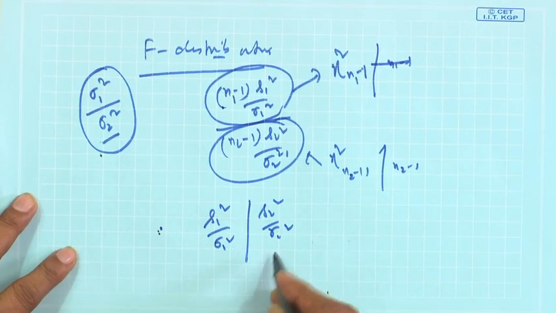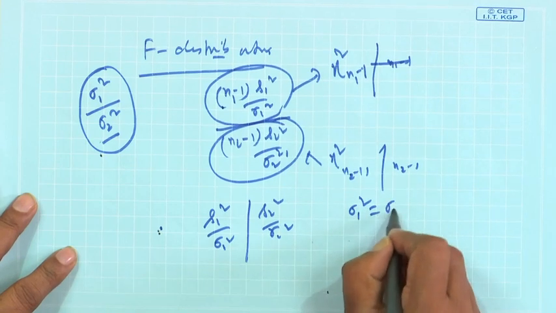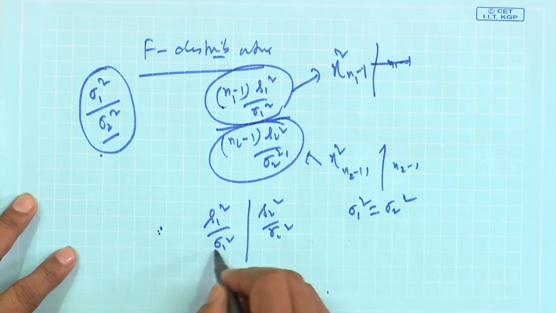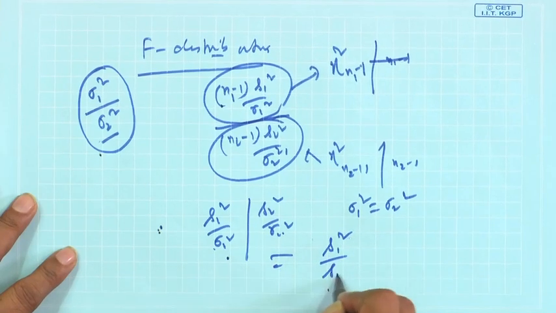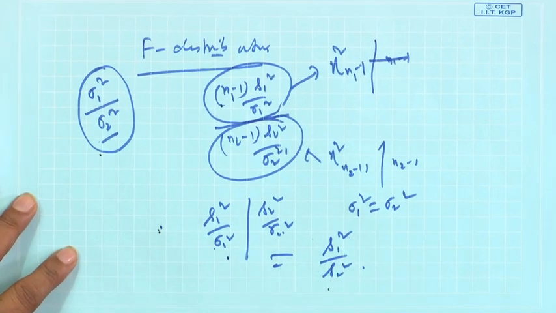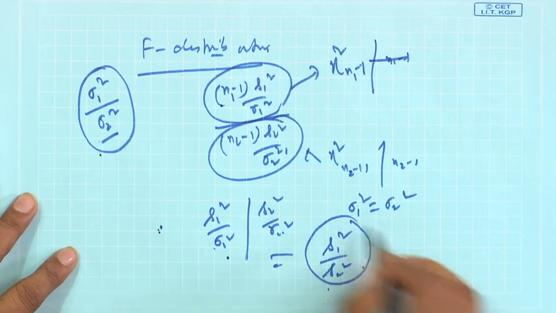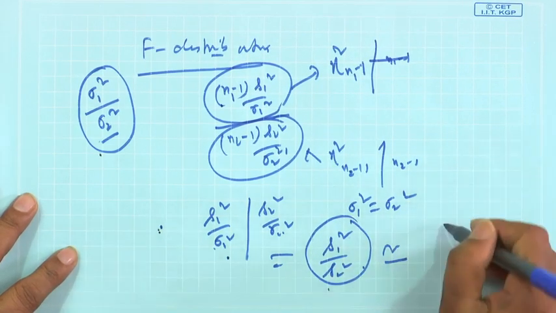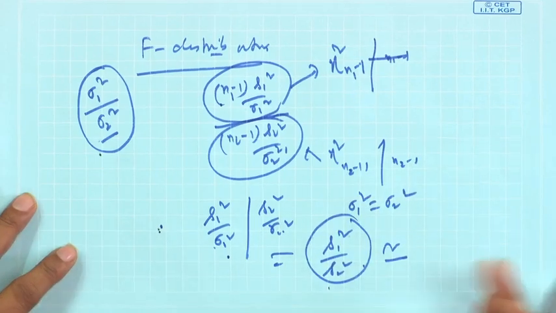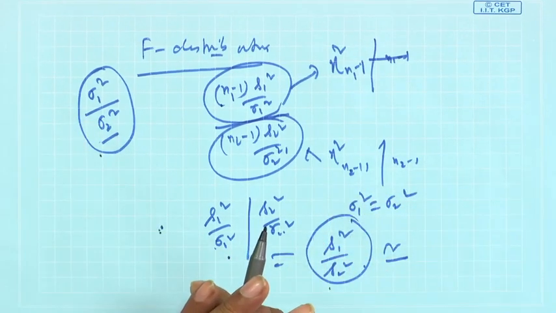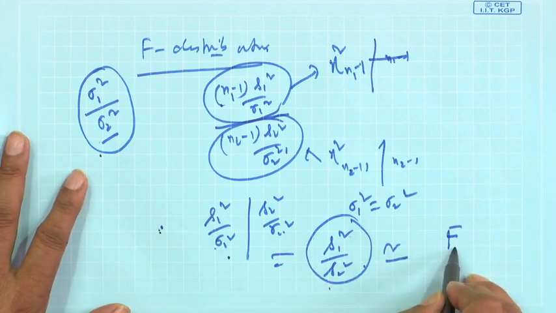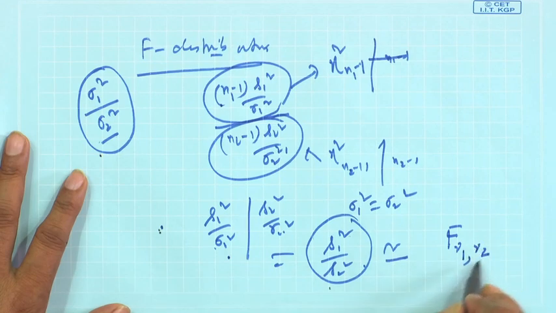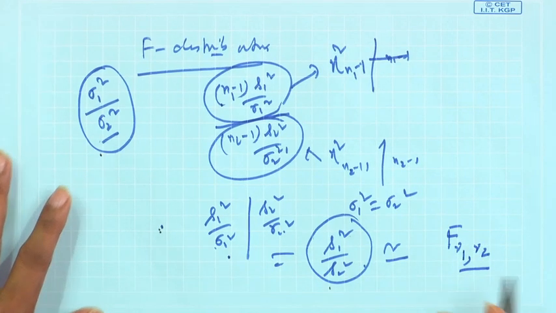If we further assume that sigma1 square equals sigma2 square, then what will happen? Sigma1 square and sigma2 square will cancel out. The resulting quantity will be s1 square by s2 square. So this kind of situation is nothing but the ratio of two chi square variables normalized by their respective degrees of freedom. Then this quantity follows an F distribution with nu1 numerator degrees of freedom and nu2 denominator degrees of freedom. So, what is this?